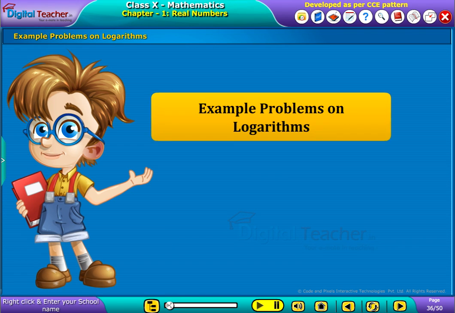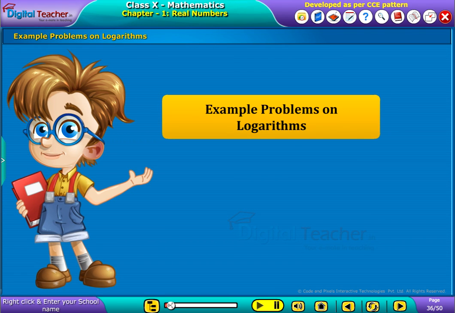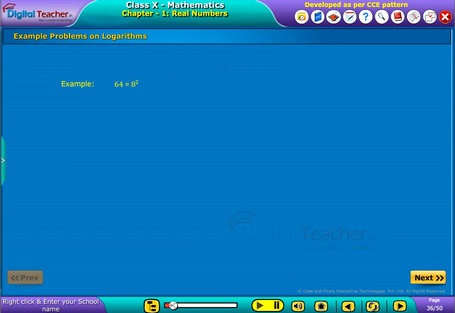Let us solve some example problems on logarithms. Write the logarithmic form of 64 is equal to 8 square. Solution: recall that if a power n is equal to x, then its logarithmic form is log x to the base a equal to n. On comparing the given expression with the general form, we obtain the values of a, x and n as shown on the screen. So, its logarithmic form is log 64 to the base 8 equal to 2.